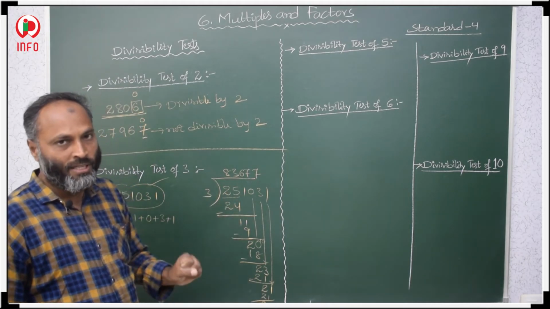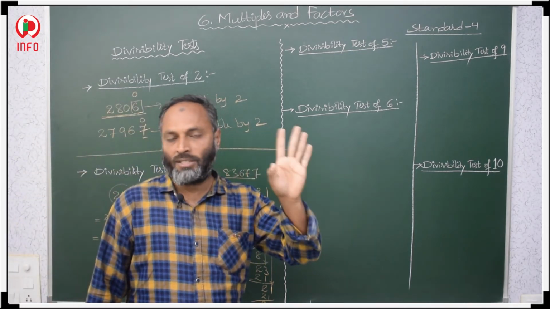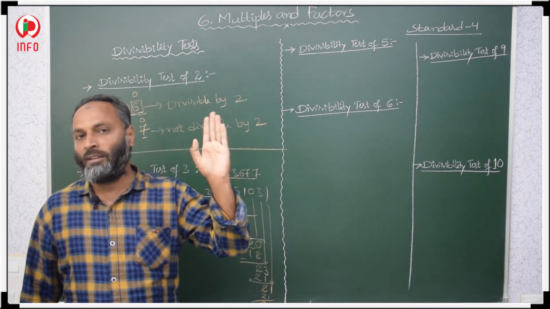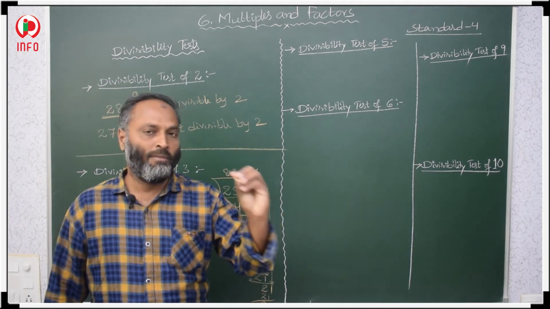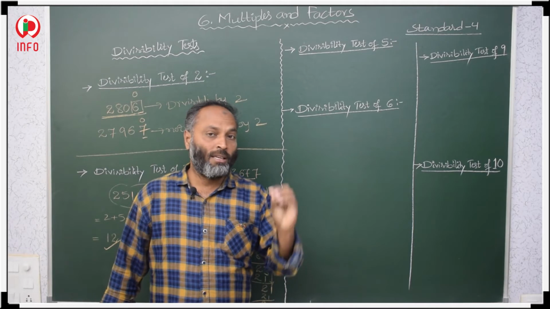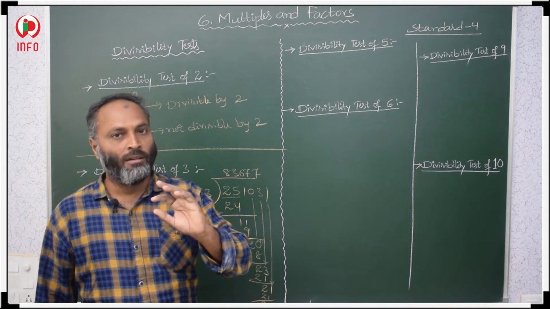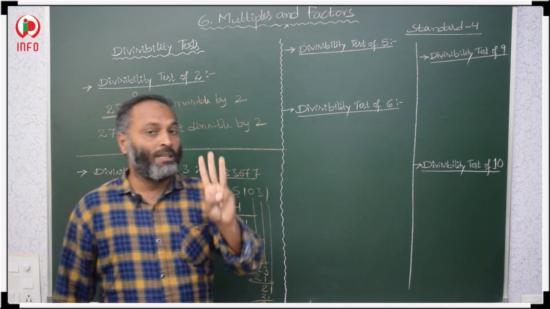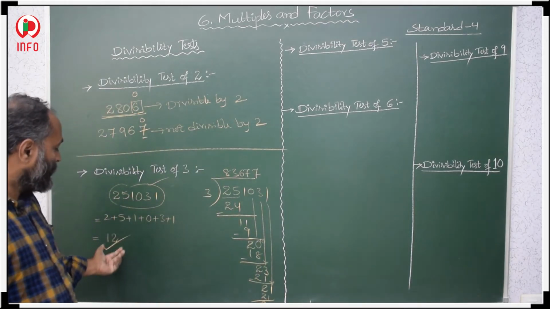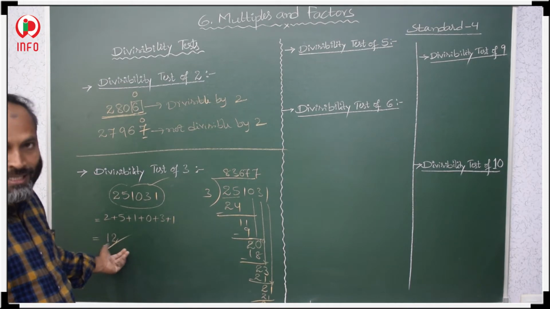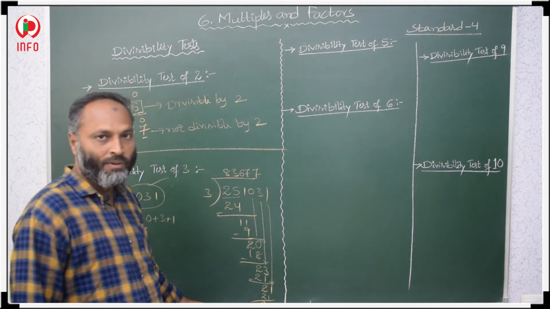Okay. So first, the condition for 2: if the number is even, then it is divisible by 2. How to check whether the number is even or odd? In ones place, if the number is even, it means the number is divisible by 2. In ones place, if the number is odd, then it is an odd number, so it is not divisible by 2. That is for 2. Then divisibility for 3: we have to add the digits. Sum of the digits we have to find. If the sum of the digits is divisible by 3, then the given number is also divisible by 3.